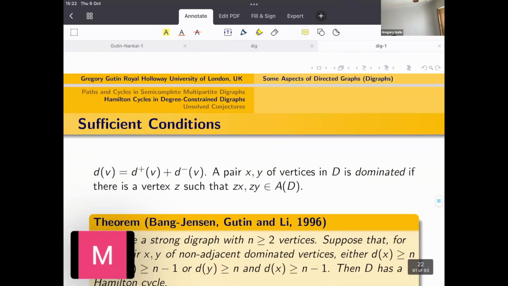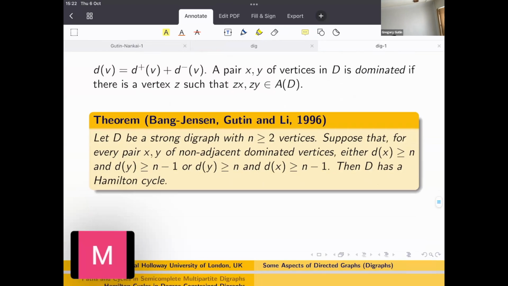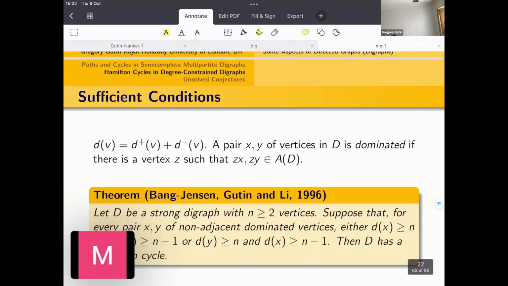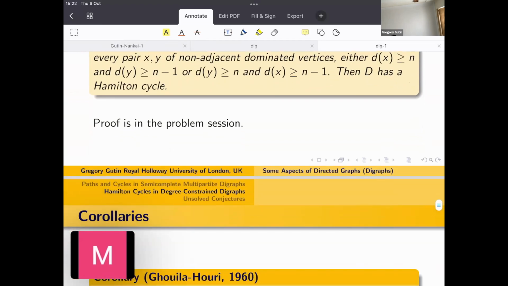Now what we proved with Jensen and Li in 1996 is that if D is a strong digraph with at least two vertices, and suppose that for every pair X, Y of non-adjacent dominated vertices, not just any vertices, either the degree of X is at least n and the degree of Y is at least n minus one, or the other way around, then D has a Hamilton cycle. And again, the proof of this result is given in the problem session.